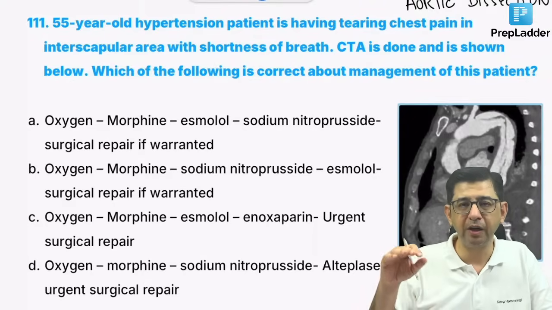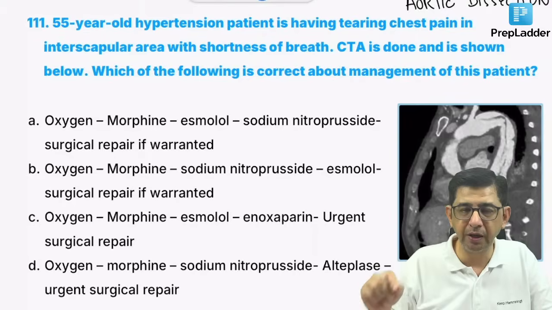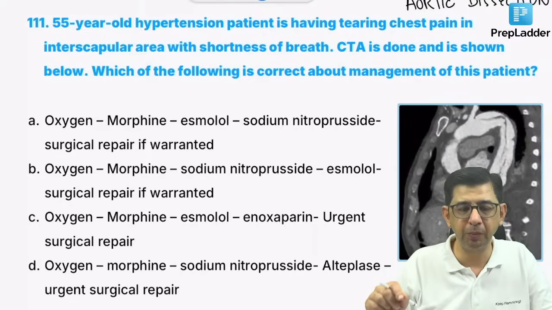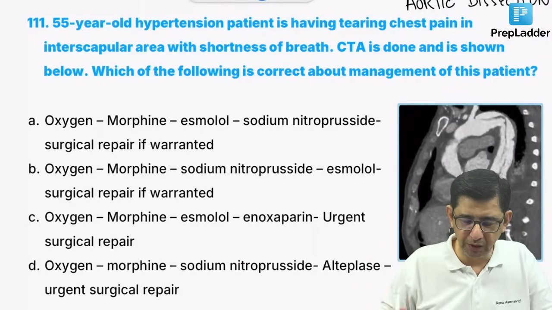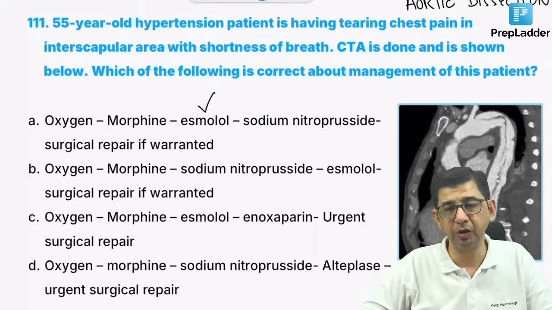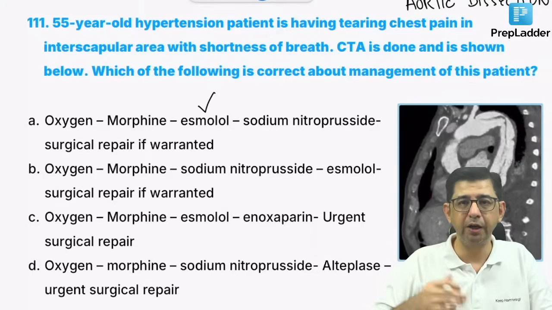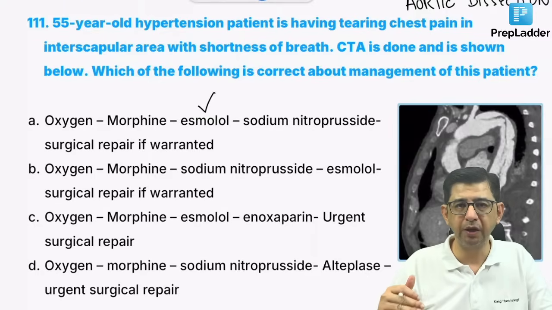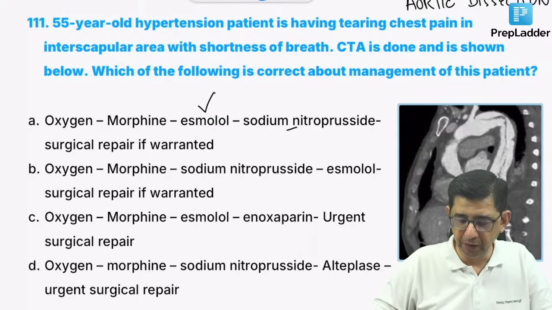For type A, definitive treatment is surgery. But even in type A aortic dissection, initial treatment would be medical stabilization. So in this particular case, we need to give beta blockers, because when you put the brakes on the heart, it will slow the progression of the tear, and after that we can give sodium nitroprusside to the patient.